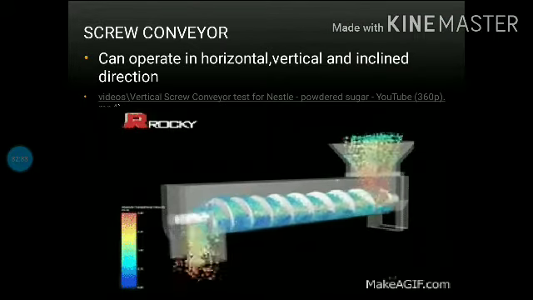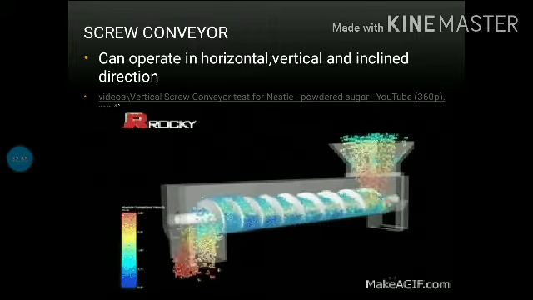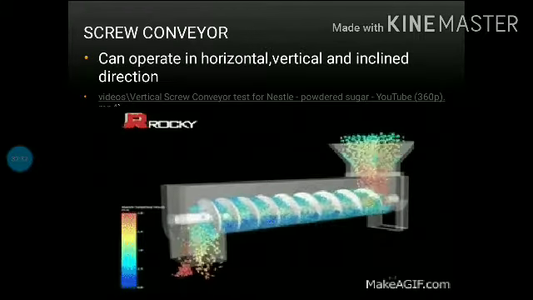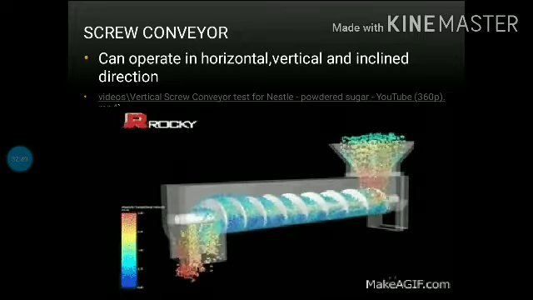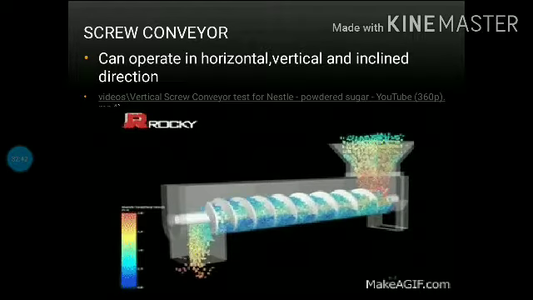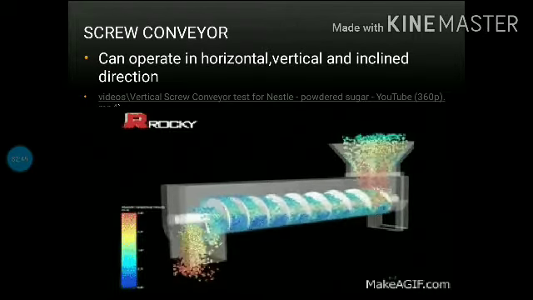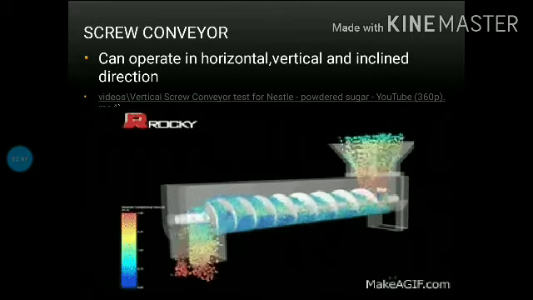Screw conveyor can operate in horizontal, vertical and inclined direction. It can operate in horizontal also, vertical also and also in inclined direction. Look at the video in the PPT, you can see it.